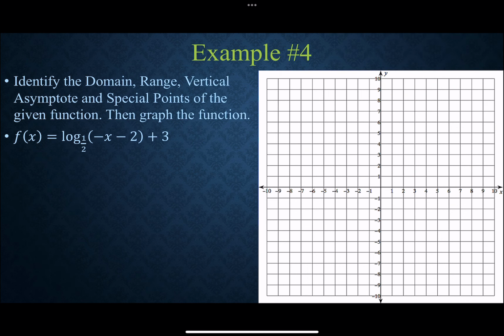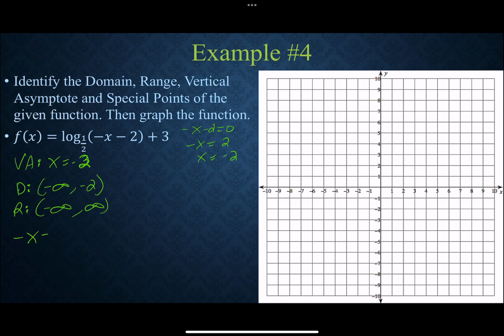All right, one more. Let's talk about now we have a negative coefficient there for the x and the fraction base. So we still find the vertical asymptote by setting it equal to 0. Getting a negative 2 for the vertical asymptote. The domain, because c is negative, goes from negative infinity to negative 2, so it's the left side of the graph. Range is everything, negative infinity to infinity.